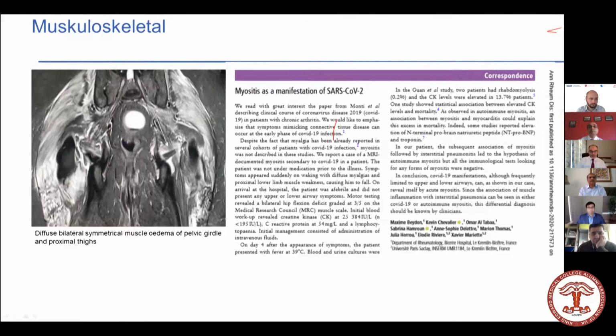Now, musculoskeletal. We know that as it can involve so many systems, it also can involve the musculoskeletal areas as well. It can cause inflammation. On the right, you can see that myositis is a manifestation of SARS-CoV-2. You have an article from VDON, and this is our patient who showed diffuse bilateral symmetrical muscle edema of the pelvic girdle and proximal thighs, presented with hip pain and COVID symptoms, and was found to have this myositis on MRI.